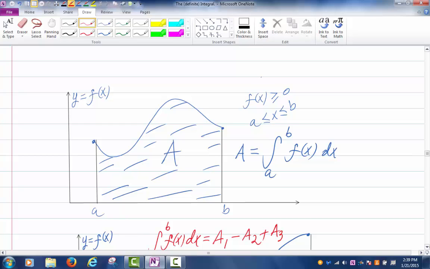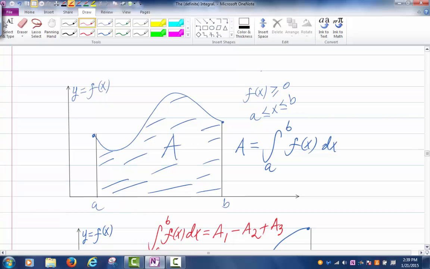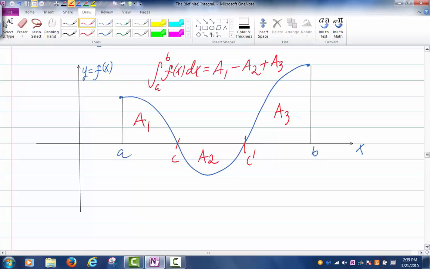What if the function has positive and negative values? For example, what if I have a function where the function looks like this? There are some positive and there are some negative values. In that case, geometrically, what is the meaning of the definite integral?